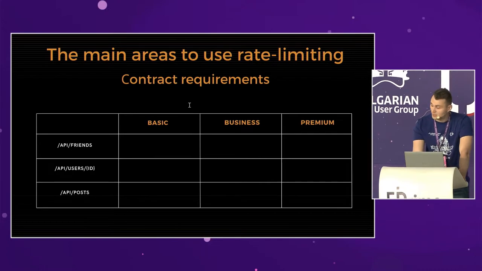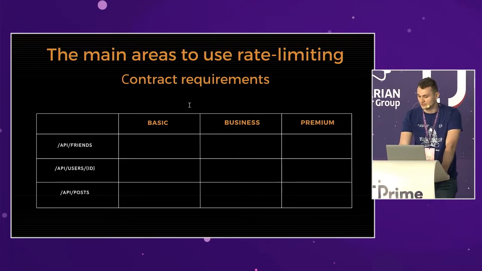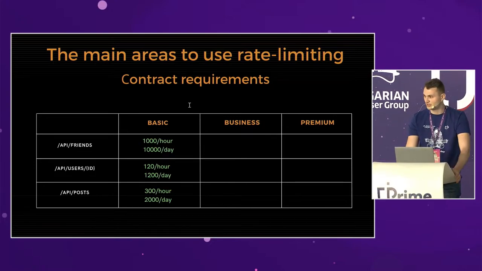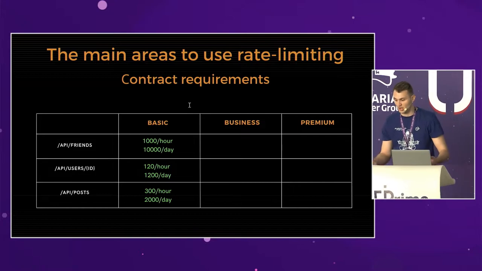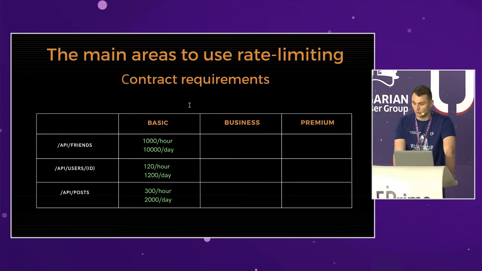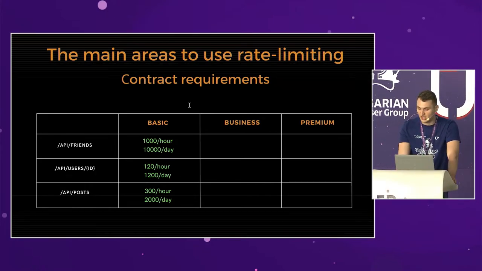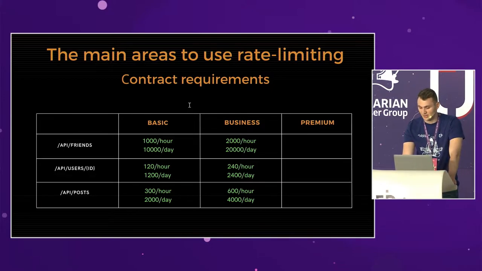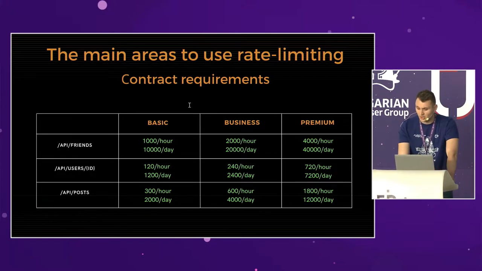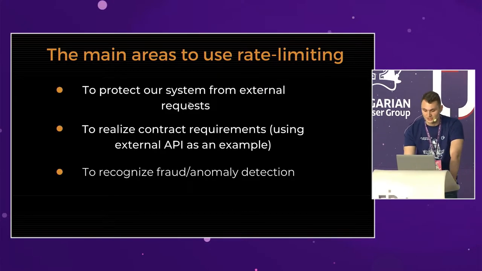How does it look in practice? That's amazing. We have three types of tariffs: basic, business, premium, and we have some scope of endpoints. And each tariff has personal limits, so it can be multi-bandwidth. So, for example, basic for API has a limit of not more often than 1,000 calls per 1 hour, and at the same time not more often than 10,000 calls per 1 day. So for business, we have x times bigger limits than basic, and for premium we have x4 times more than basic.